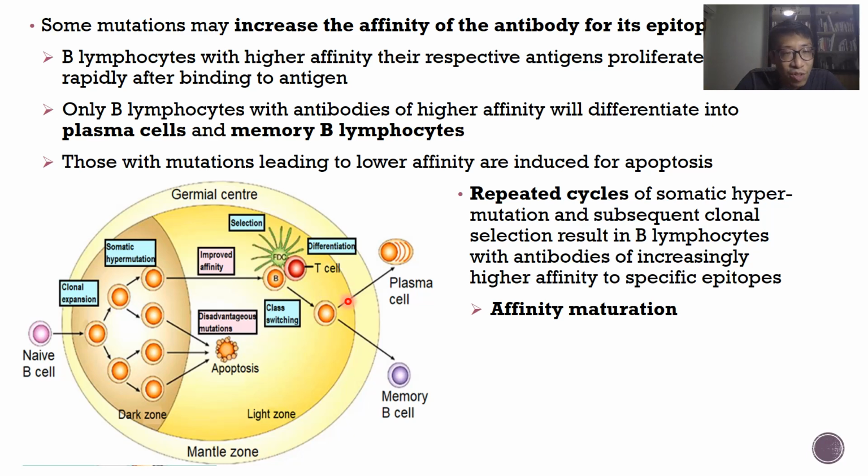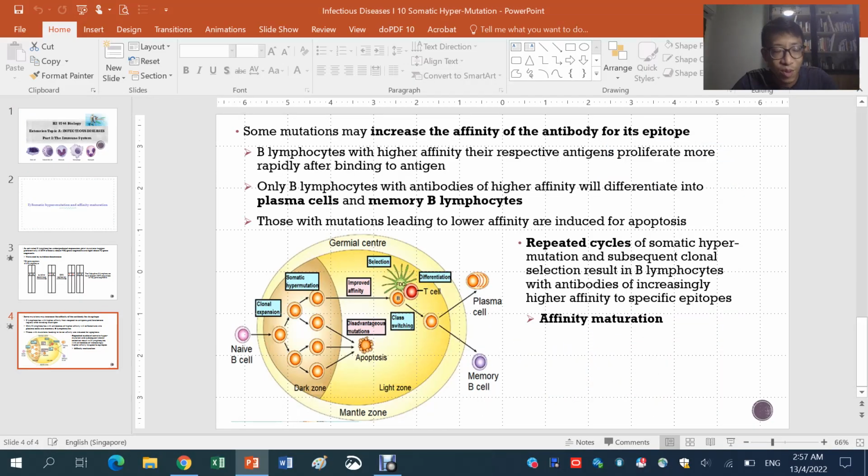And eventually the affinity of the antibodies produced would be very, very high. It would be very specific to the antigen on the pathogen. So such cells would continue development and eventually differentiate into plasma cells and memory B cells. So the plasma cells would therefore be able to produce antibodies that are highly specific to the antigen of the pathogen. Okay, so that is the somatic hypermutation that would improve or increase the affinity of the antibodies produced.